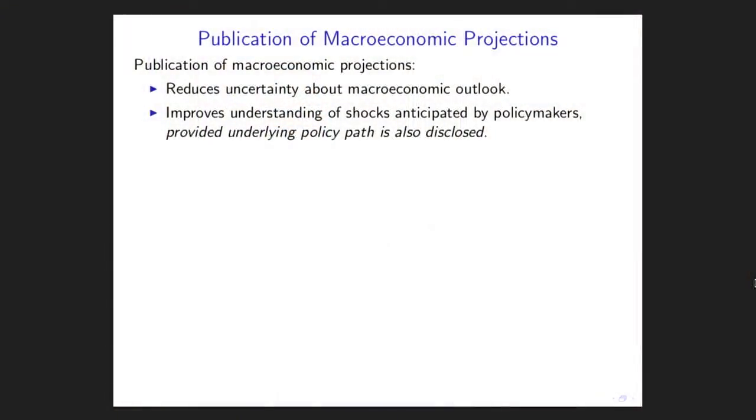Then with respect to the publication of macroeconomic projections, this is useful because it reduces uncertainty about the macroeconomic outlook, and it improves understanding of shocks that are anticipated by policymakers. But the latter requires that you know the underlying policy path. Without it, you do not know whether any changes in projected variables are due to anticipated shocks or are due to policy. So it's vital that the underlying policy path is disclosed, no matter what it is, market expectations or the projected policy path. So what does the Fed do?